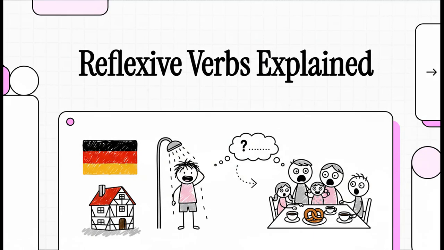Okay, so let me tell you this story. I was staying with a host family in Germany for the first time. It's my first morning, I come downstairs for breakfast, and I try to tell them I'm about to go take a shower. But what I said, well, it horrified them. And it all came down to one tiny missing word.